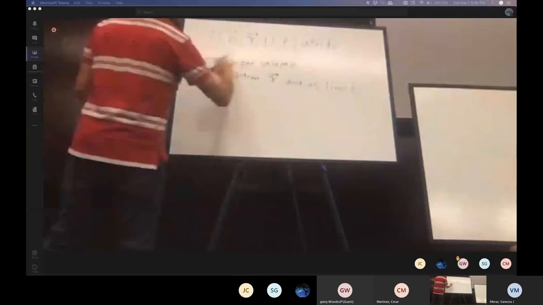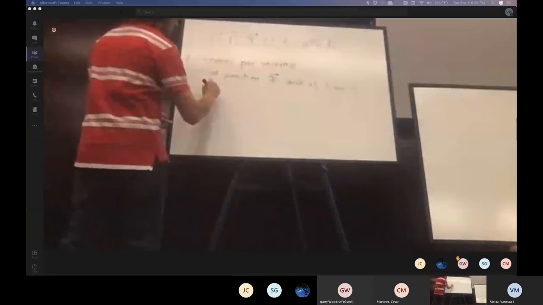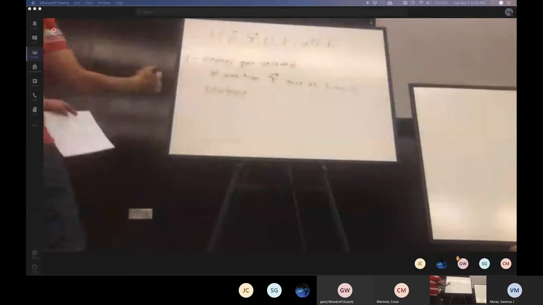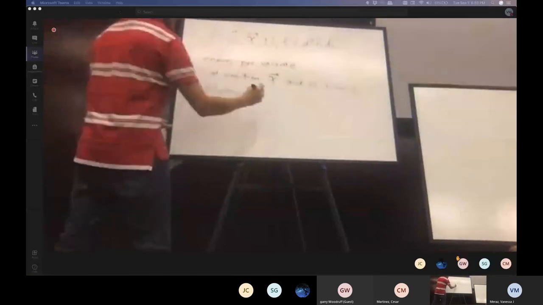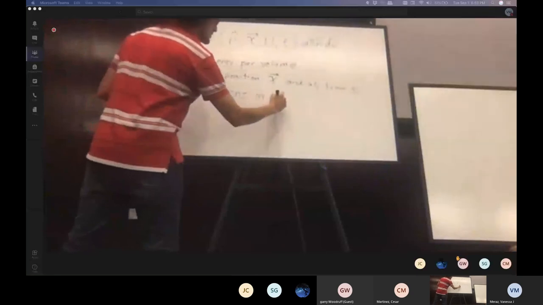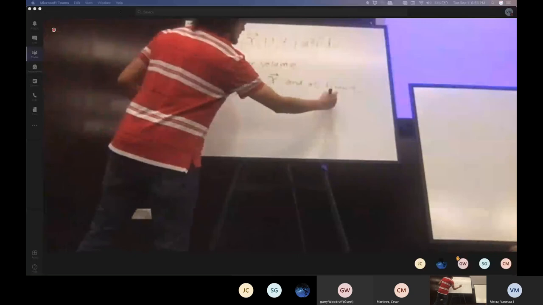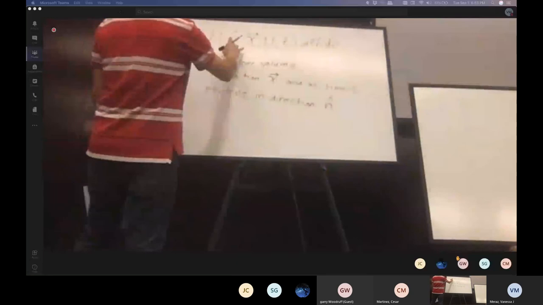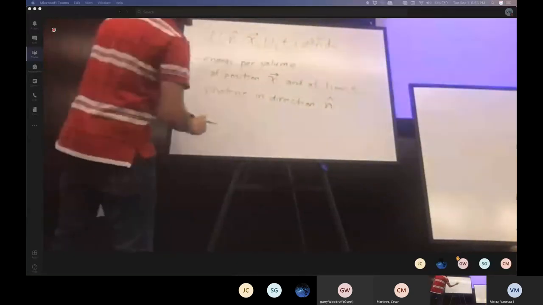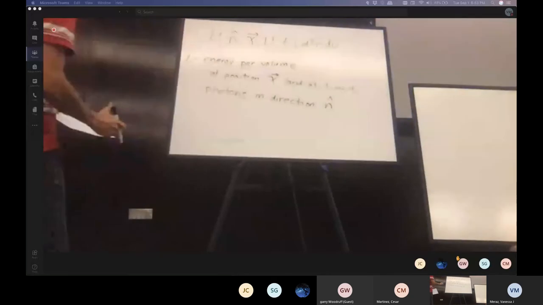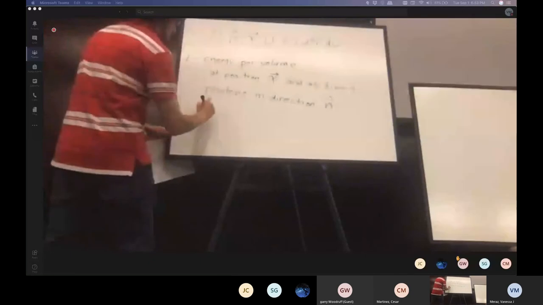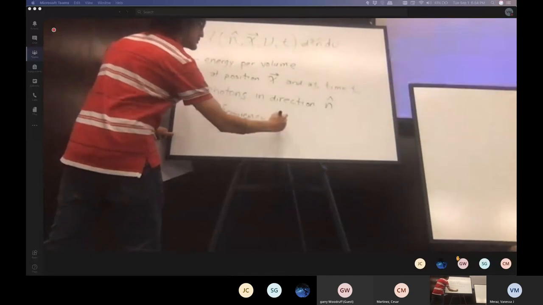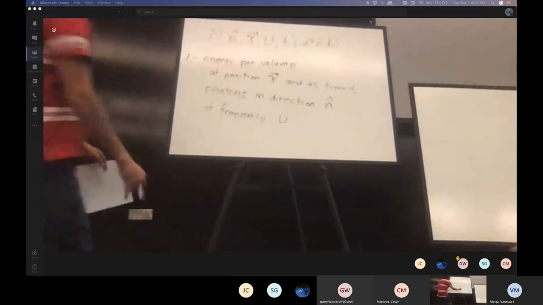And this is the energy per volume of photons that are located in this volume. They have direction n hat. So it's just a unit vector that tells you in which direction the photons are moving. And these photons have frequency nu. So this is my nu. This is my V.